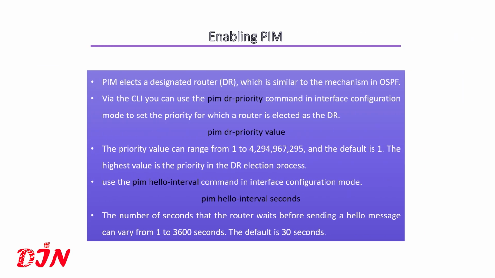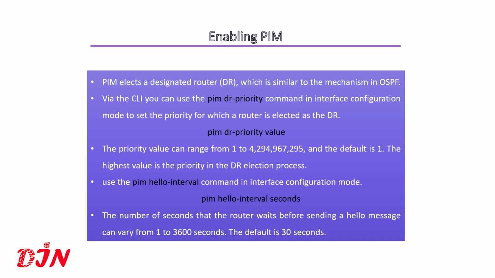Enabling PIM. PIM is enabled by default when multicast routing is enabled. PIM elects a designated router, which is similar to the mechanisms in OSPF. Via the CLI, you can use the pim dr-priority command in interface configuration mode to set the priority for which a router is elected as the DR. The following is the command syntax. The priority value can range from 1 to 4 billion and the default is 1. The highest value is the priority in the DR election process.